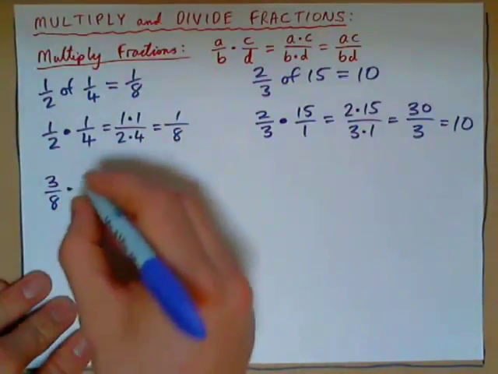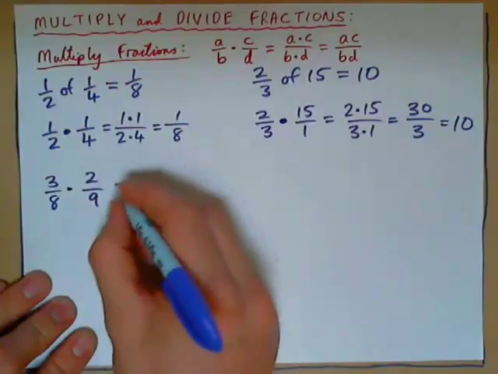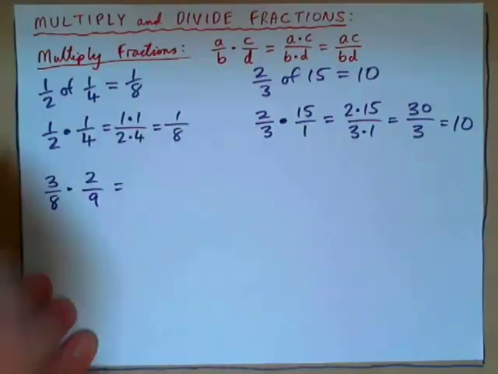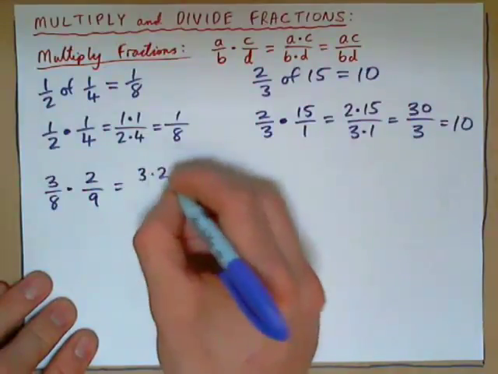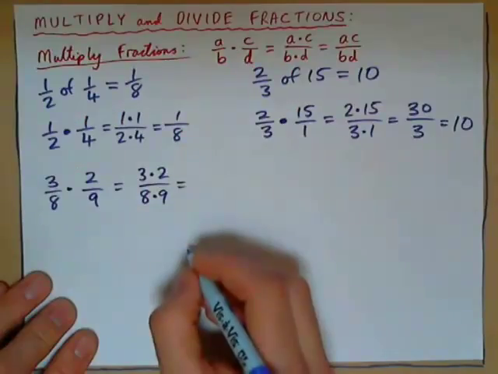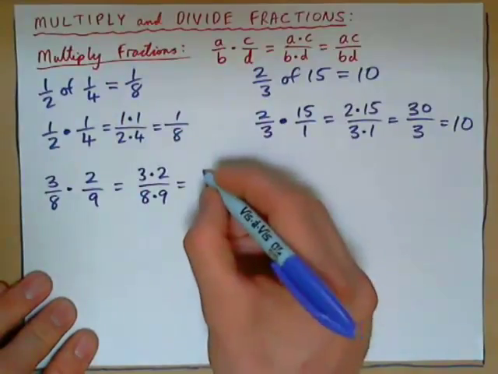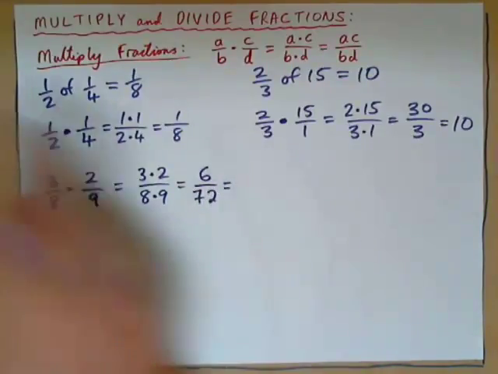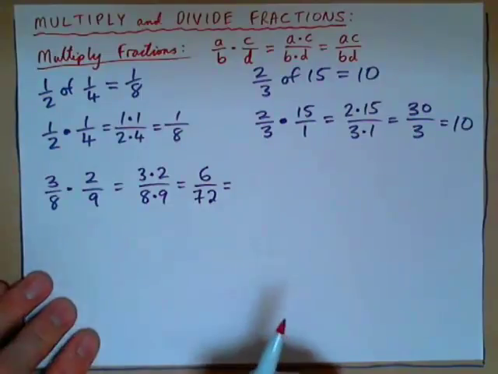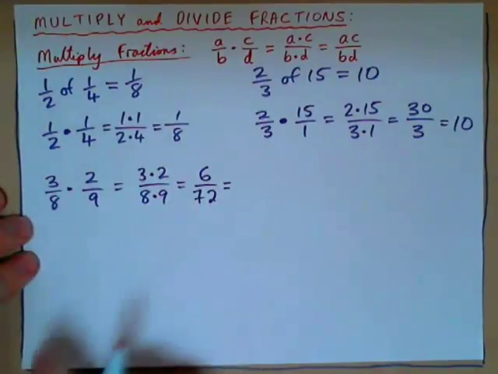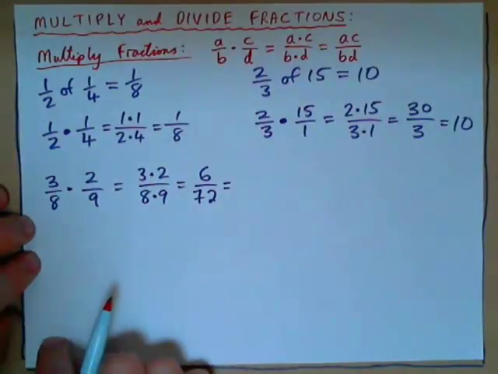3/8 multiplied by 2/9. Get the answer. So again, multiply the tops, 3 times 2, over 8 times 9, multiply the bottoms, and we get 6/72. Now, question is, can we put the fraction in lowest terms? So just press pause, bottom left of the screen, and put that fraction in lowest terms.